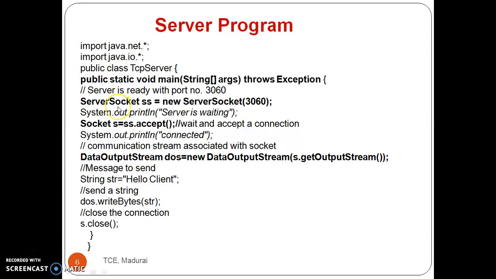The next step in the server program is to create a ServerSocket object. The syntax for creating this object is ServerSocket ss = new ServerSocket(3060). So here we are using the new keyword to generate an object with the name ss, and the value we are passing as the ServerSocket argument is the port number. That means the server is ready on the particular port number 3060.